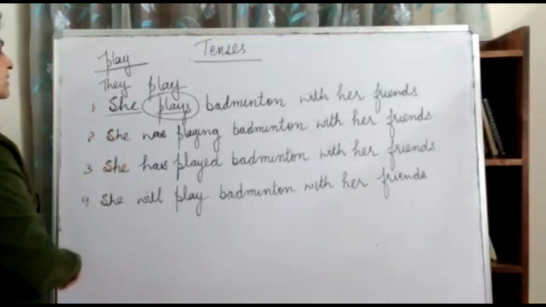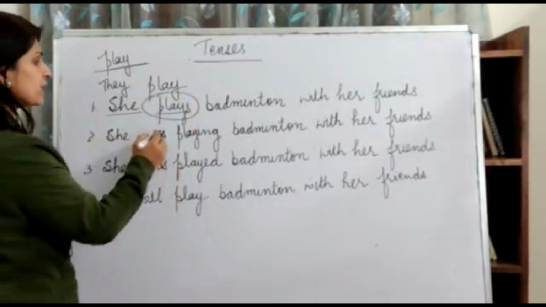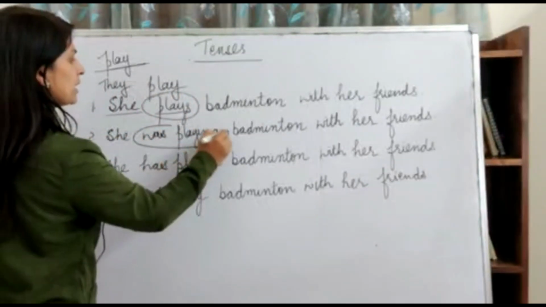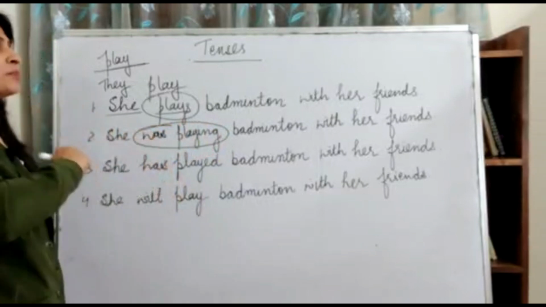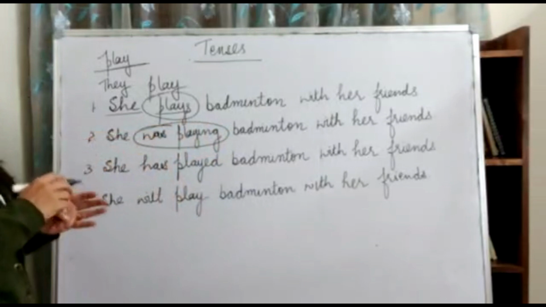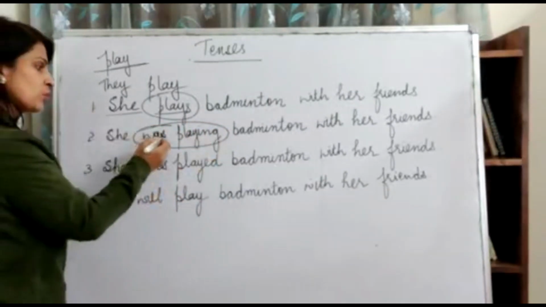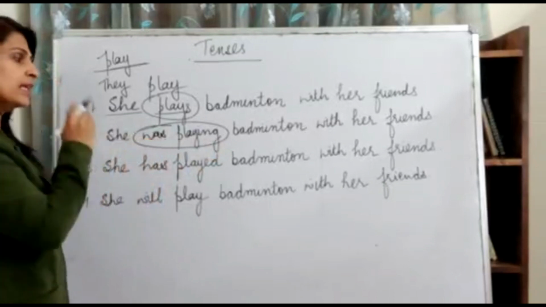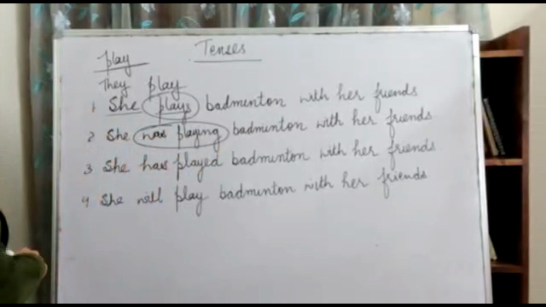The next sentence is, she was playing badminton with her friends. You can see here the verb is was playing. Here we have used the present participle form of the verb. It is the verb with which we use ing. It is the ing form of the verb, and we have used the helping verb was. Here this verb shows the past continuous tense.